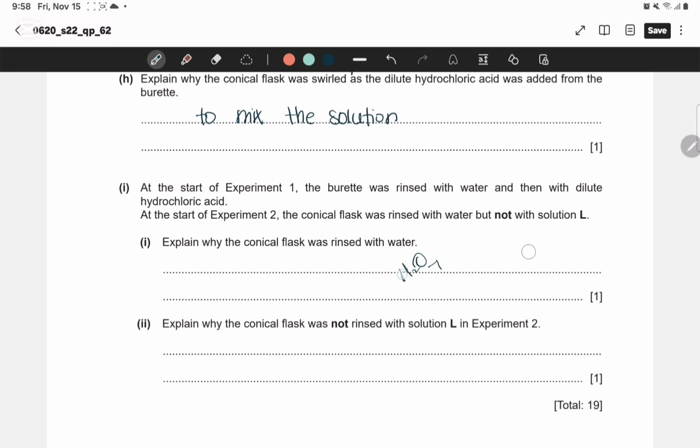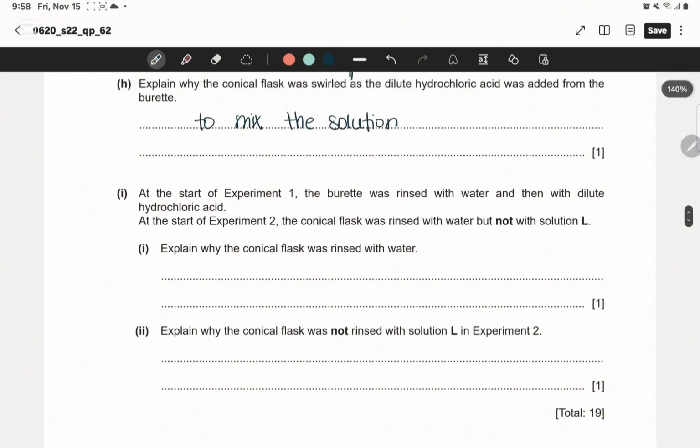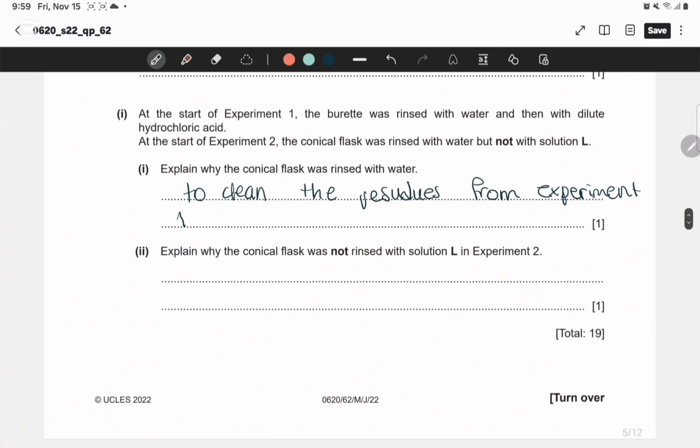Why? Because they want to clean the residues from solution 1. They're using different concentrations of HCl. So why would they clean it with HCl? Because that would add more volume of HCl to the conical flask. Like maybe it would be stuck as residue or whatever. Okay? So we're just gonna say to clean the residues from experiment 1. Explain why the conical flask was not rinsed with solution L in experiment 2.